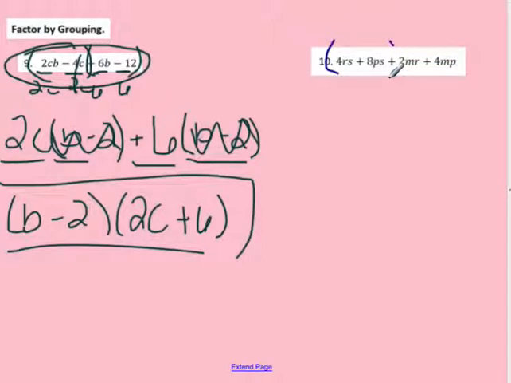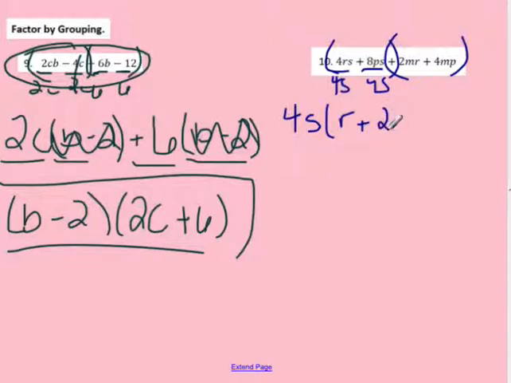So now we're going to factor by grouping. What divides 4 and 8? Well, that's going to be 4. I can also take an s out of each term. So I'm dividing each of these by 4s. 4 divided by 4 cancels, s over s cancels, and I'm left with r. 8 divided by 4 is 2. s over s cancels, and I'm left with p.